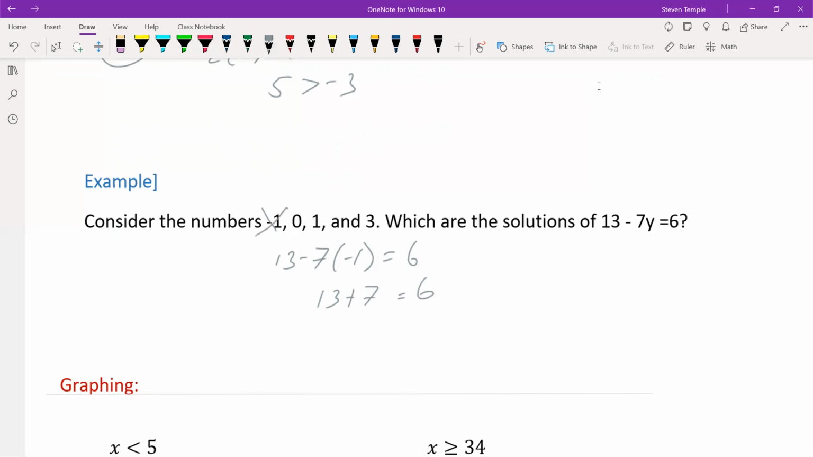Well, let's throw in a 0 now. That's going to be 13. No, that's not going to work. 13 is not going to equal 6. Let's plug in a 1. Let's see, I have 13 minus 7. Is that going to equal 6? And that is true. That would equal 6.